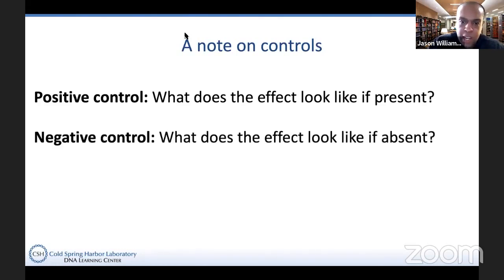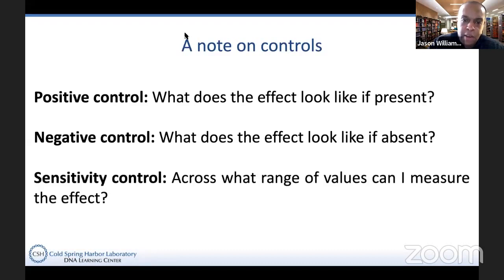Then we mentioned negative controls, and the negative control answers the question, what does the effect look like if it was absent? What would things look like if the effect was absent? So what would be a negative control for this? And then the third one, which people don't always talk about, but is actually really important when we come to what I'm just talking about in sequencing, across what range of values can I measure the effect?